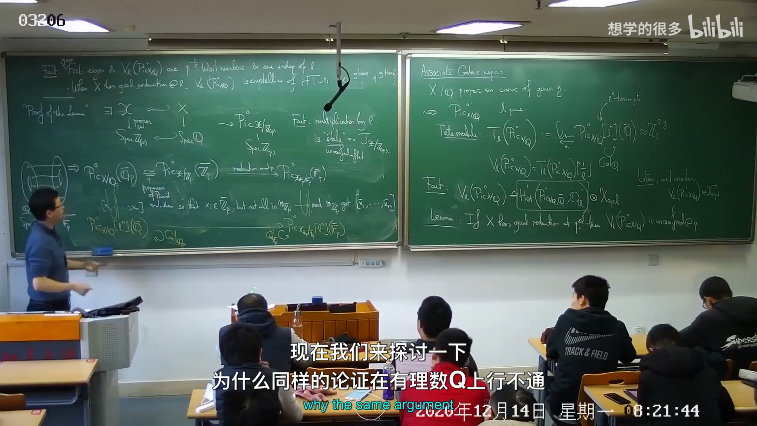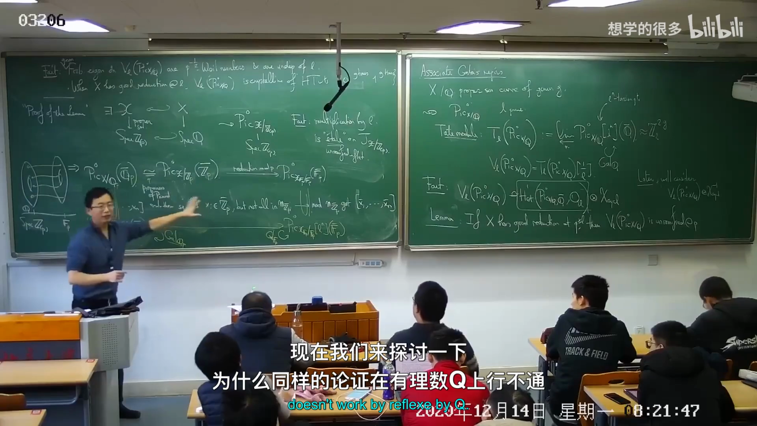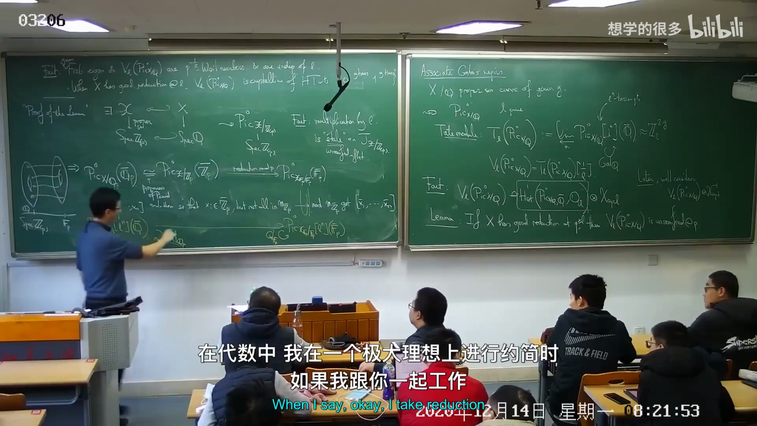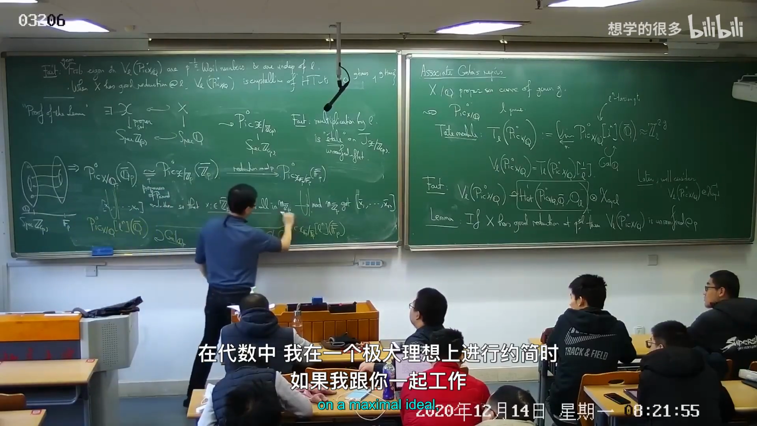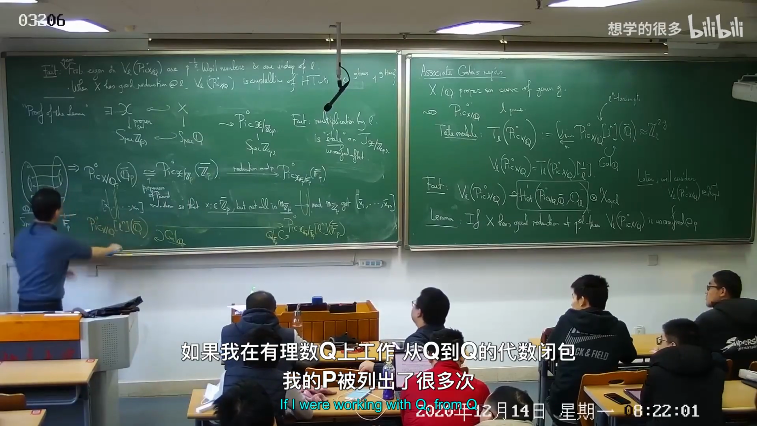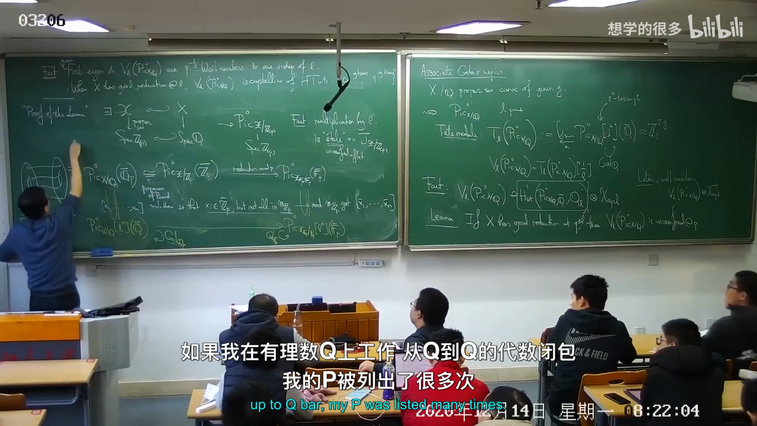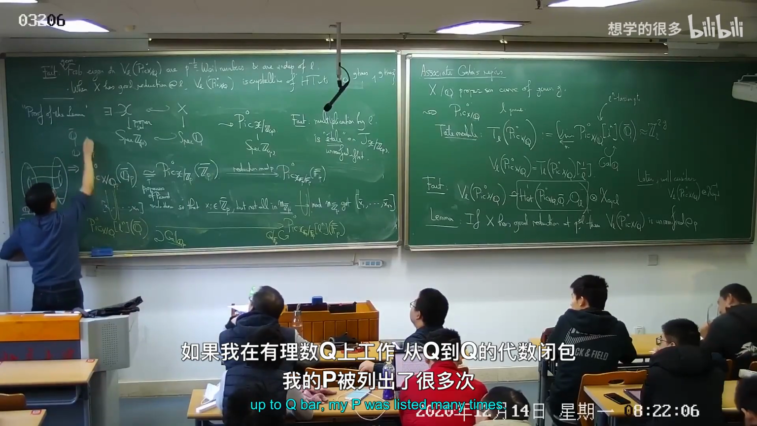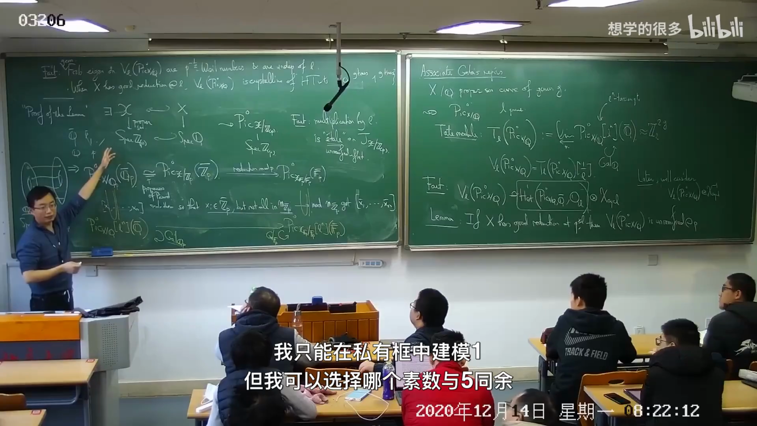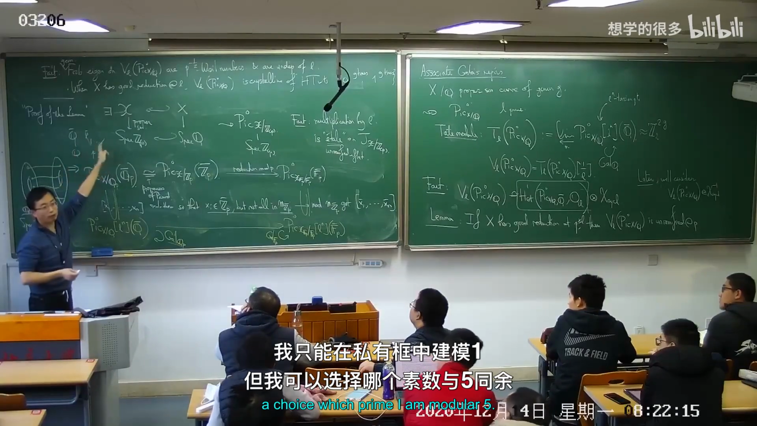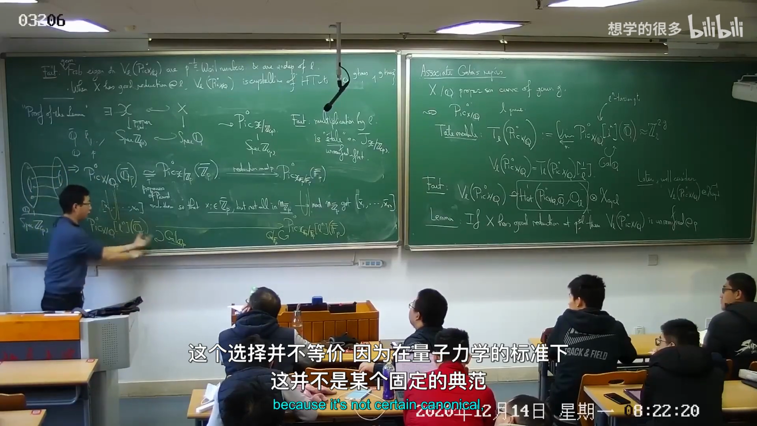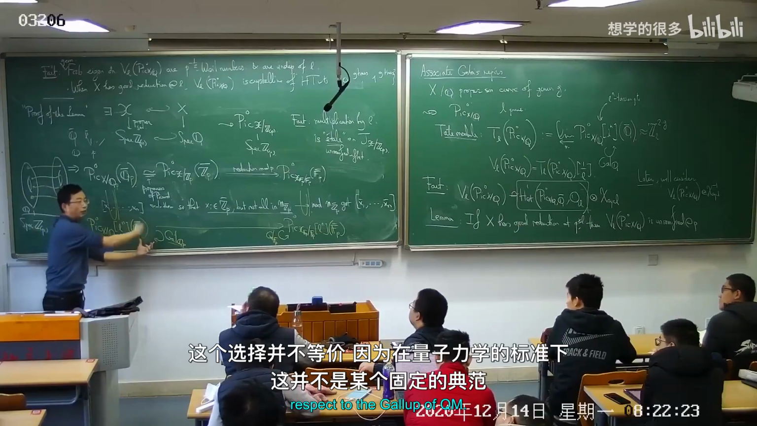And now raise the question: why doesn't the same argument work if I replace Q_p by Q? Here's why. When I take reduction modulo a maximal ideal, if I were working with Q, from Q up to Q bar, my p was split into many primes. I can only reduce modulo one of the primes above, but I have a choice of which prime I reduce by. That choice is not equivariant. It's not canonical with respect to the Galois group of Q.